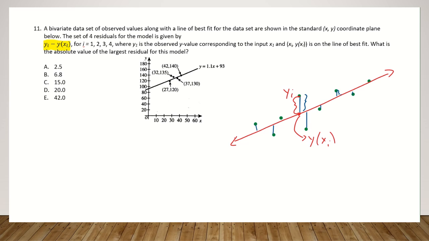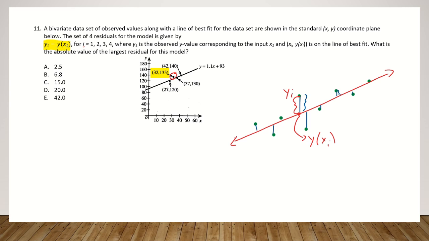All right, so let's look at our picture over here. We want the absolute value of the largest residual. So remember, the residual is going to be larger if the dot is further away. So look at those dots. Which one is furthest away from the line? It's this one right here. The other 3 are touching the line. All right, what is the y value of that point?